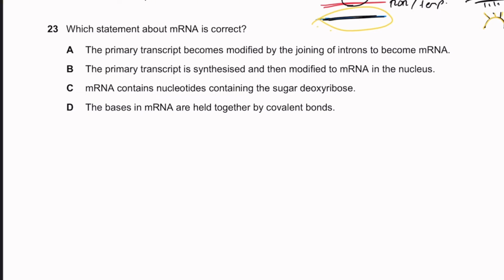Which statement about mRNA is correct? The primary transcript becomes modified by joining introns to become mRNA. Actually, no, by splicing off introns we become mRNA. The primary transcript is synthesized and then modified to mRNA in the nucleus. True. mRNA contains nucleotides containing the sugar deoxyribose, of course not. It's RNA. R stands for ribonucleic acid, where obviously we're talking about ribose. The bases in mRNA are held together by covalent bonds. The bases are not held together; the nucleotides are held together by covalent bonds. So it will be B.